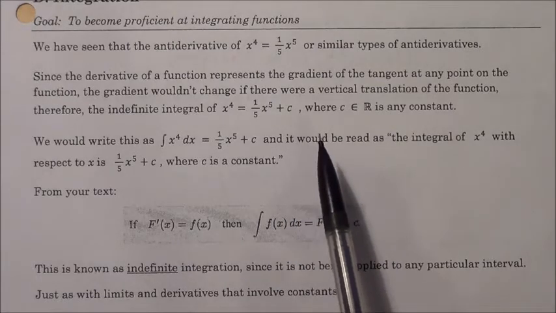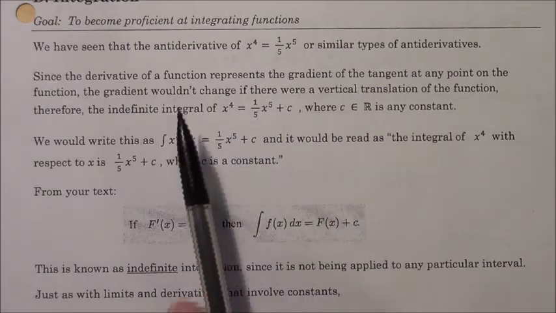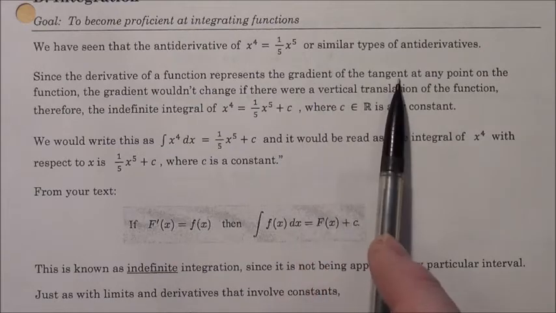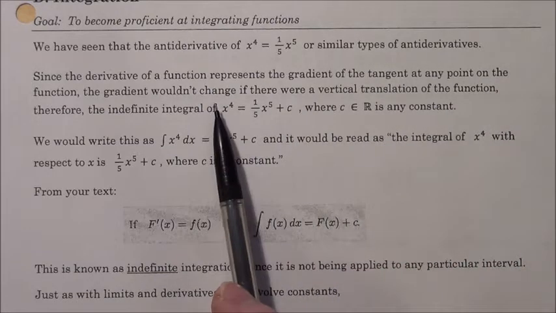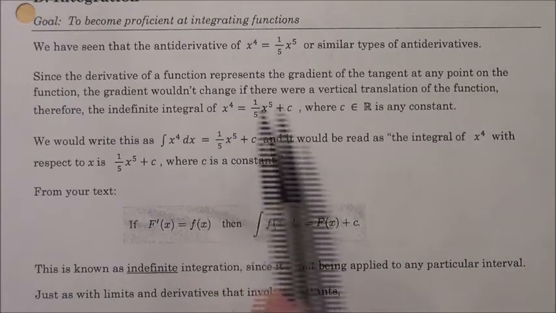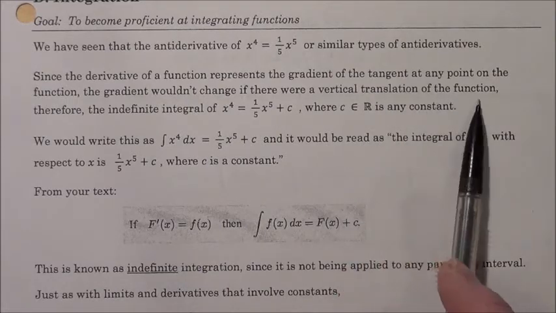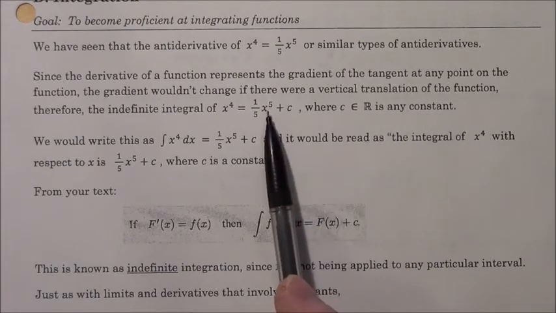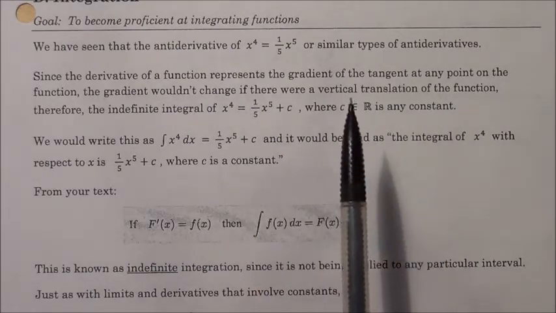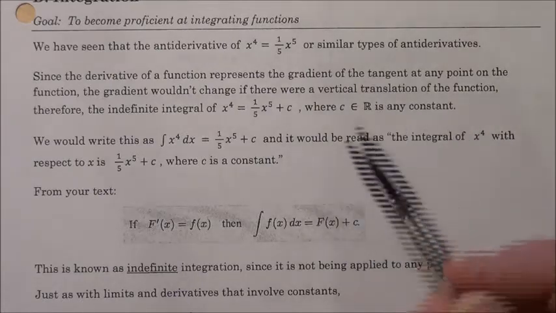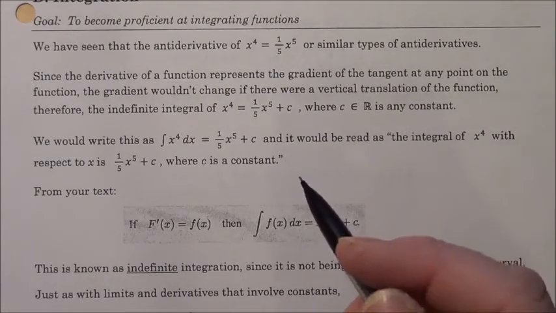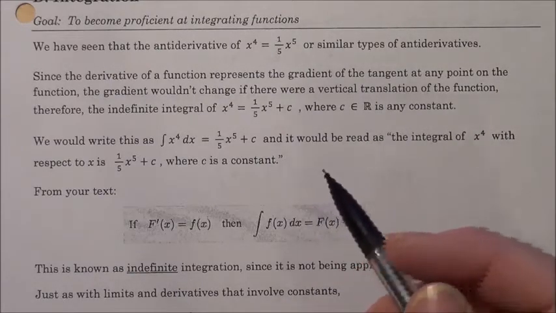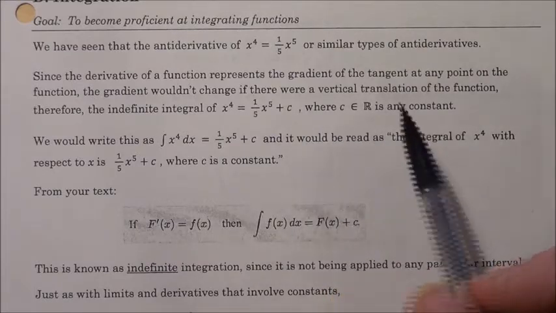So when we're looking at, say, the gradient of a tangent at any point, if there were a vertical translation of the function, that tangent would just stick to the function and the gradient wouldn't change at all. It would just move up, or translate vertically, along with the function.